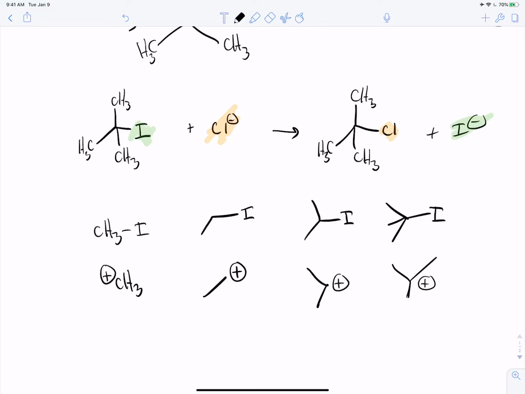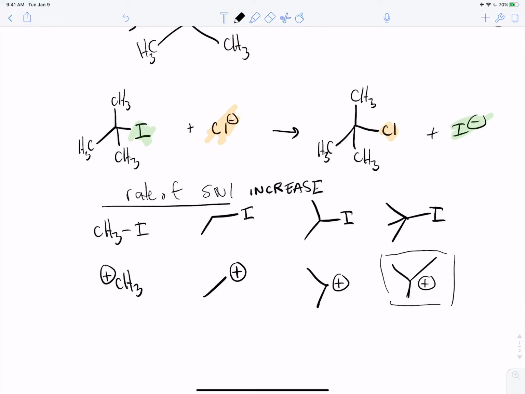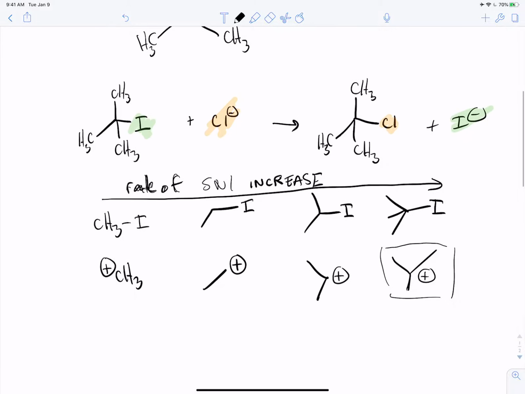Which of these are we going to expect to form the fastest? We're going to expect this one to form the fastest, right? That's going to be the most stable one. So how does the rate of SN1 change? It's going to increase in this reaction. So the more substituted a carbon is, the more likely it is to undergo SN1 reactivity.